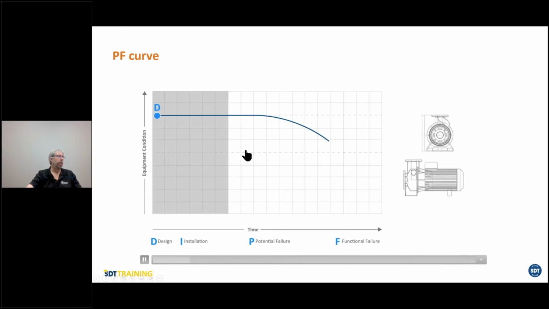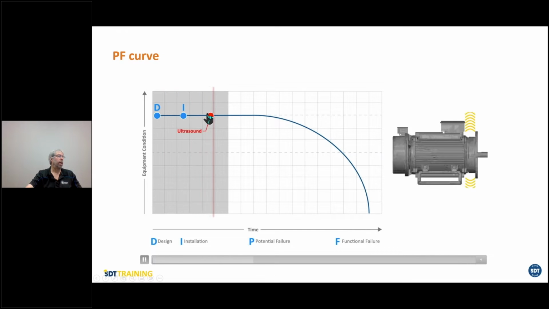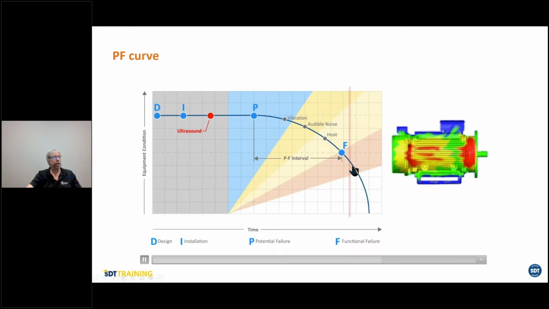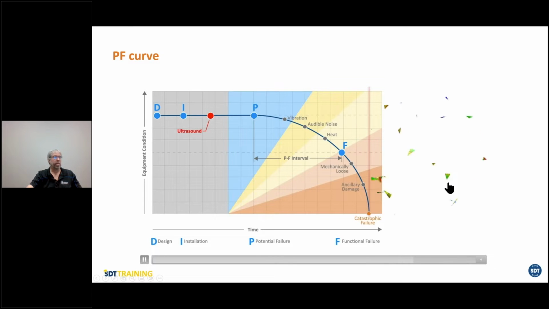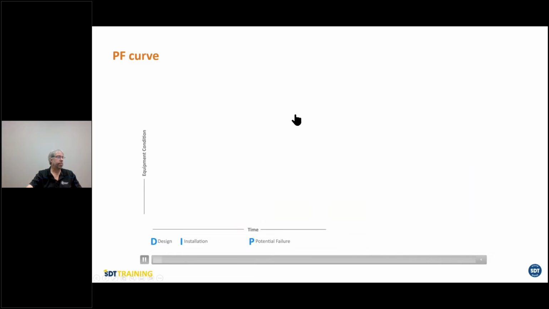One more time. First protection level is ultrasound. Ultrasound is your first level of protection. As soon as that goes, you've got vibration. As soon as that goes, you can hear it. Then it gets overheated. Then guess what? It blows up. There you go. Nice big picture here. This is how we're going to concentrate on the ultrasound and the vibration.